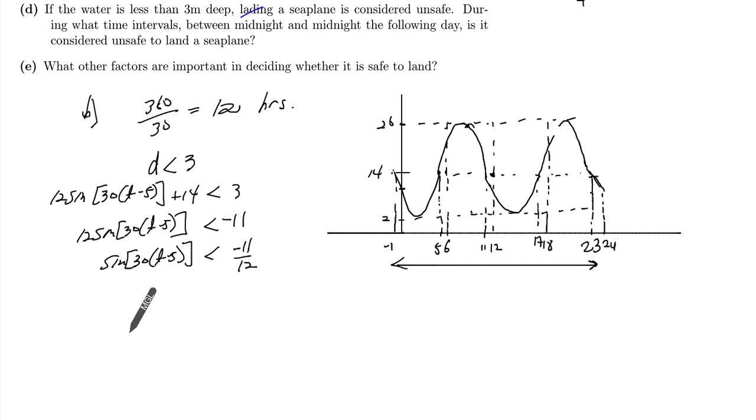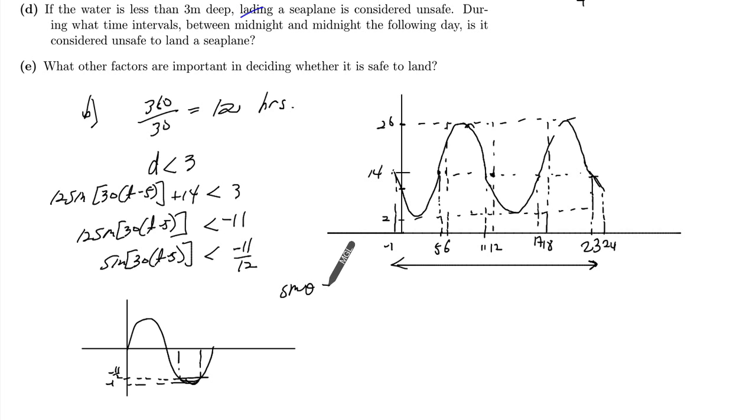So if you had a normal sine curve, here's negative 1. Negative 11 over 12 is almost negative 1. It's asking when is it less than this, so it's clearly going to be just this part. You actually have sine of theta equal to negative 11 over 12. You solve for theta. In the calculator, it'll give you negative 66 degrees approximately, with some decimal.